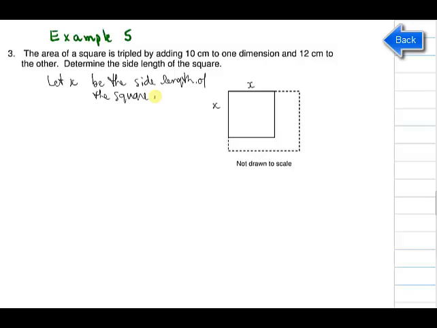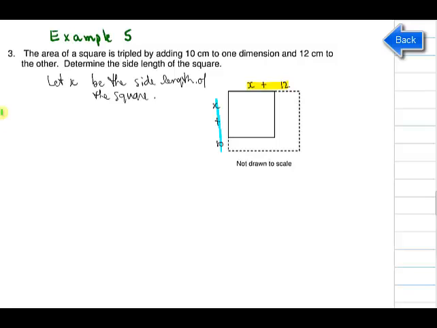Now, we're going to add 10 centimeters to one dimension. So I'm going to add 10 centimeters to this dimension. Okay, so I'm going to add plus, right? And I'm going to add 12 centimeters to the other dimension. So I'm going to add 12. Okay, so notice that you now have a rectangle, and one side of your rectangle is x plus 12, and the other side of your rectangle is x plus 10.